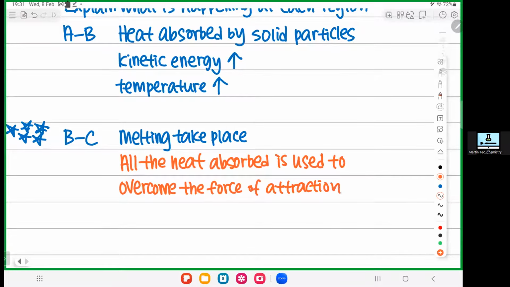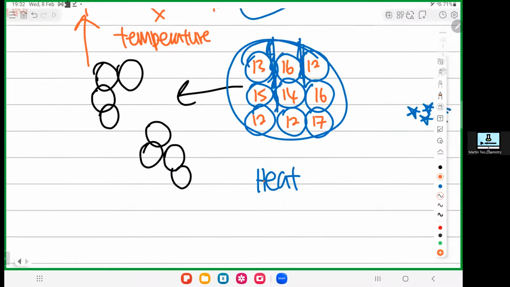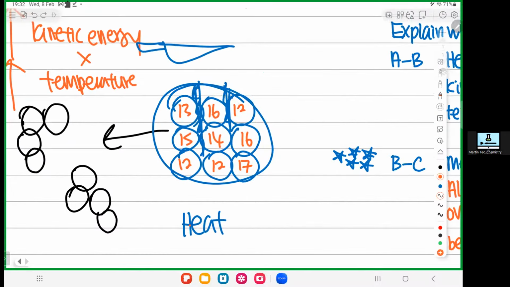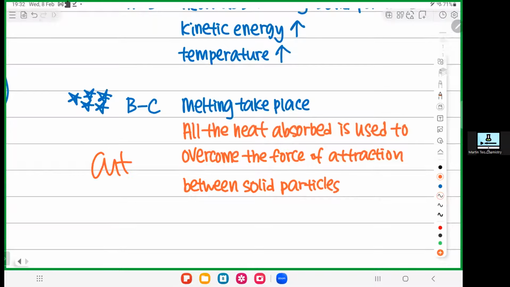Force of attraction for what? Force of attraction between solid particles, because who is sticking together just now? Solid, right? All the solid is sticking together. So we use the heat to be the knife to cut them apart. So we cut the solid. We don't use the word cut. We use the word overcome force of attraction.